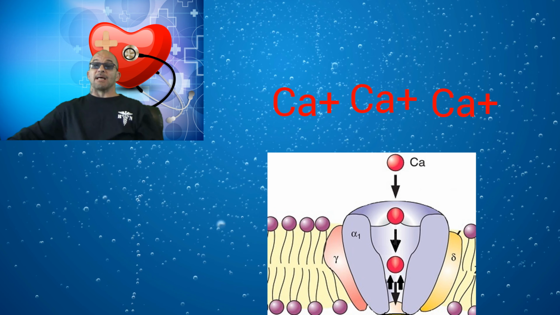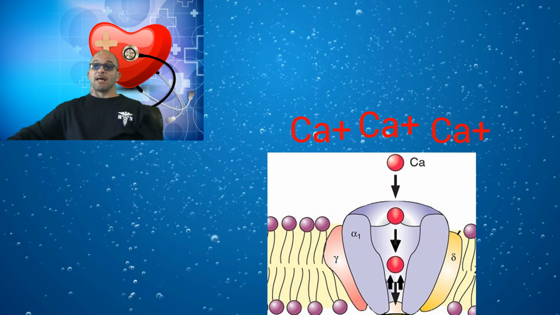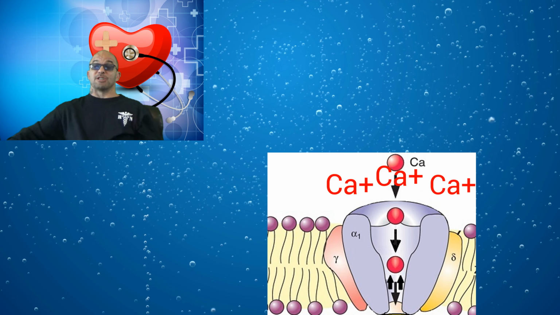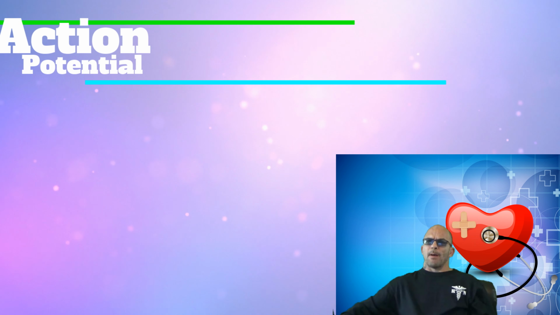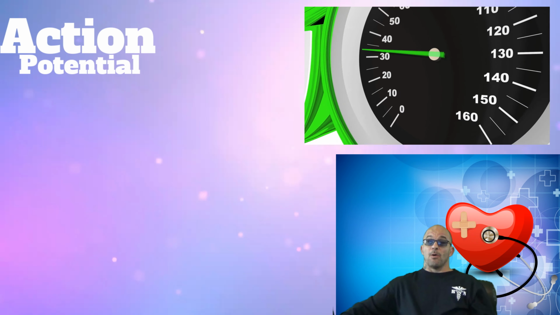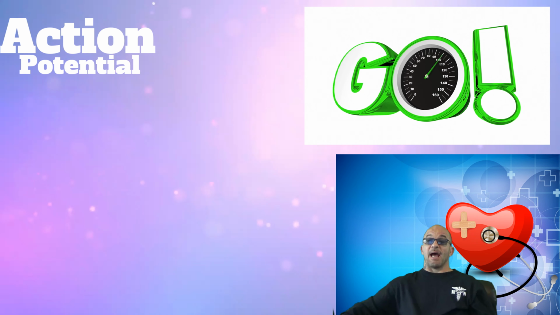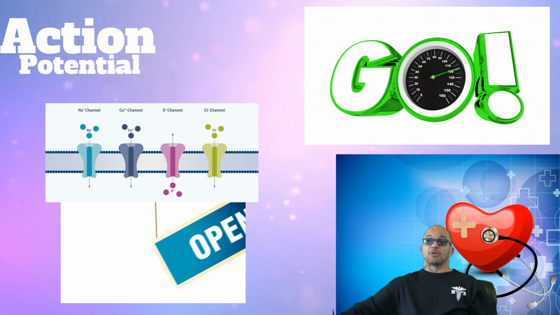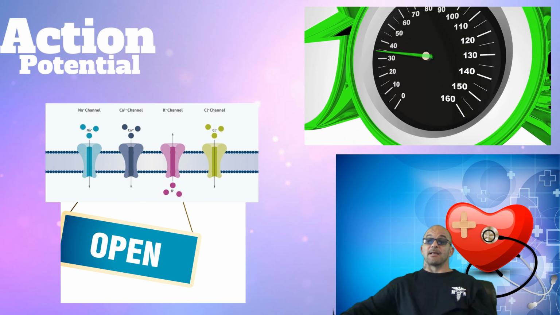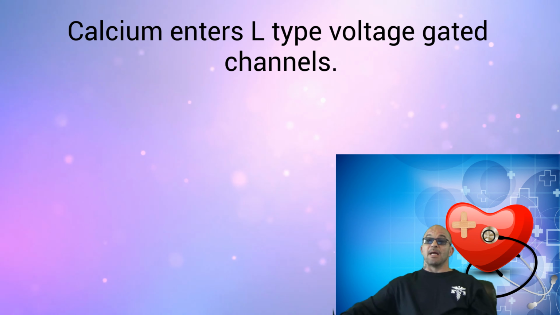Every cell membrane has channels that are specific to the electrolytes it allows to enter. So calcium enters through calcium channels. Remembering the rules of action potential from previous videos, we know once a cell is stimulated to take an action, certain channels open to allow electrolytes to enter, which changes the polarity inside the cell. Calcium enters L-type voltage-gated channels.